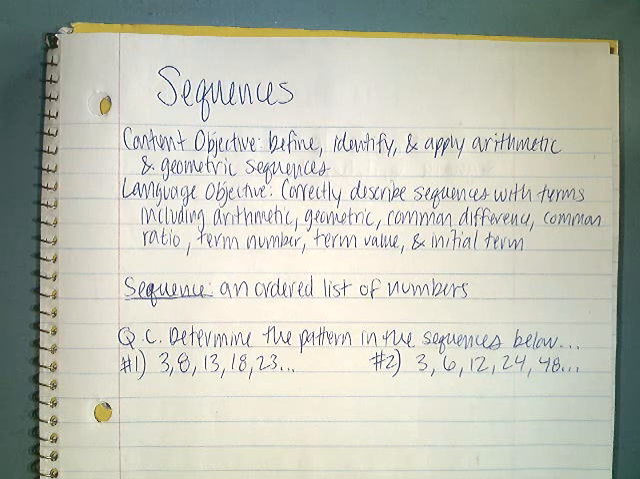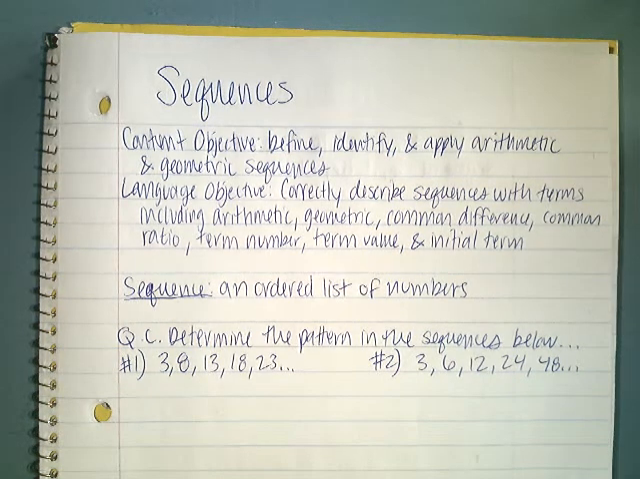All right, so today's notes are on sequences, and our content objective is to define, identify, and apply arithmetic and geometric sequences. Our language objective is to correctly describe sequences with terms including arithmetic, geometric, common difference, common ratio, term number, term value, and initial term.